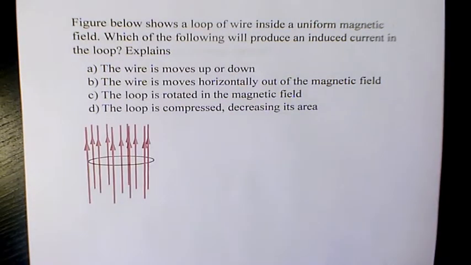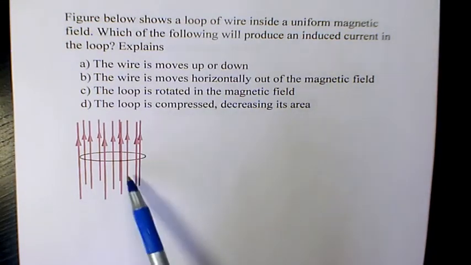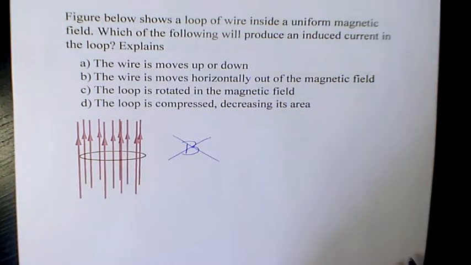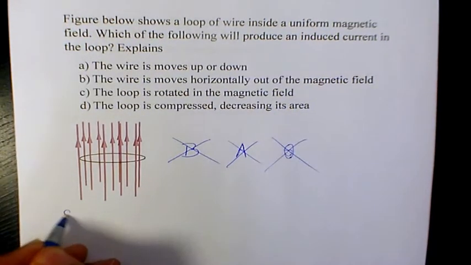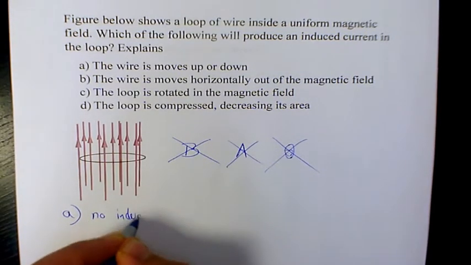Now, the figure below shows a loop of wire inside a uniform magnetic field. Which of the following will produce an induced current in the loop? Part A, the wire is moving up or down. When the wire is going up and down, there is no change in magnetic field. There is no change in surface area. And there is no change in the angle between the wire and magnetic field. So, part A is going to be no induced current.